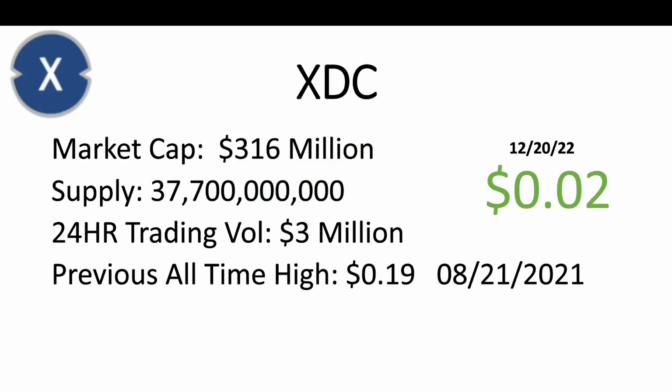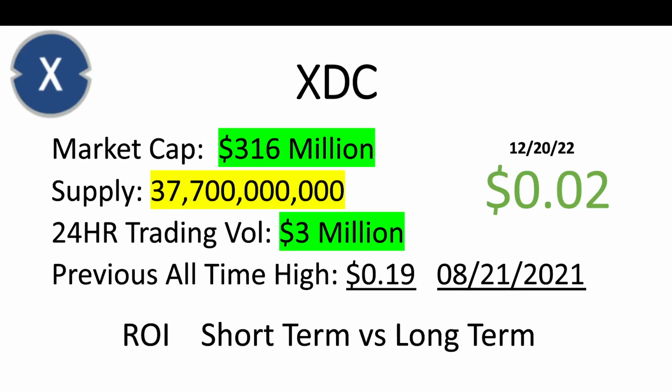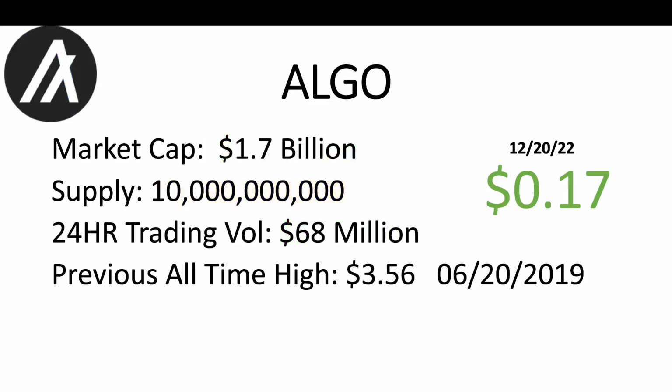So good coin. XDC, I love. 316 million market cap. I kind of like 37 billion. Again, banks, volume is good, 3 million. Previous all-time high, 19 cents in 2021, not too long ago. And return on investment short term to its all-time high, $1,000 would get you 7,000, and long term using Ripple, $146,000. So not bad. All right, XDC, I'm actually carrying a few of these now that I'm mentioning.